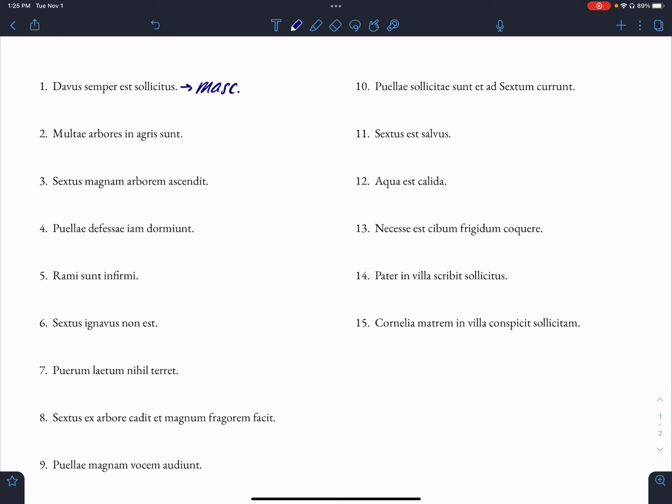Take one, pass it down. Take one, pass it down. Take one, pass it down.